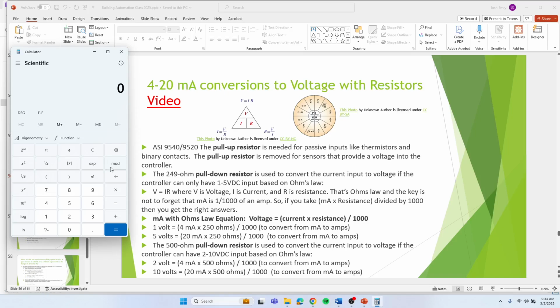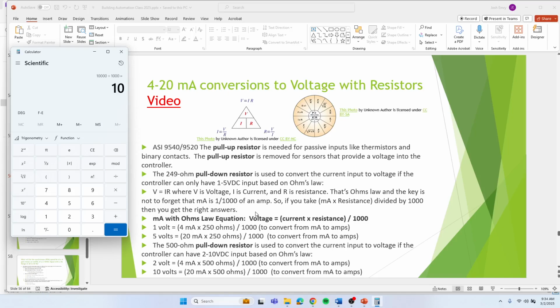Let's say you need 2 to 10 volts. So we take 4 milliamps times 500 ohms, because you need a 500 ohm resistor. That equals 2000 divided by 1000. There's your 2 volts DC. The upper range, you're just going to take 20 milliamps times 500 ohms. That equals 10,000 divided by 1000. Now you have 10 volts DC.